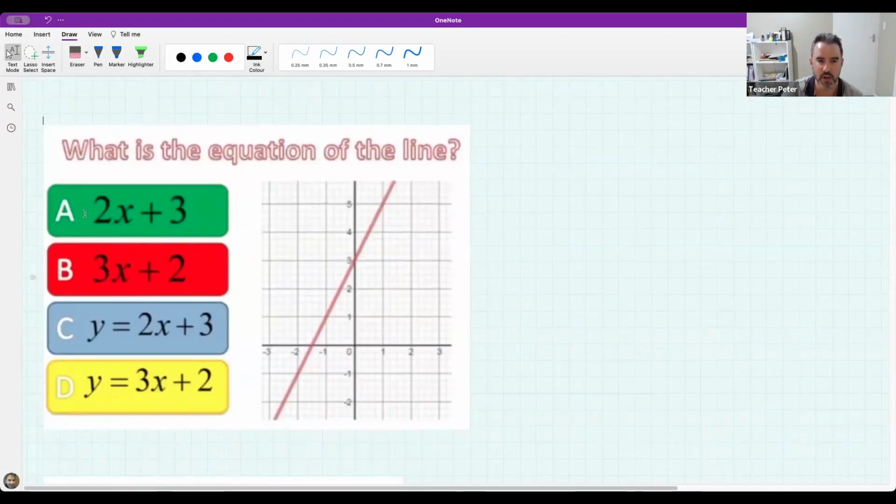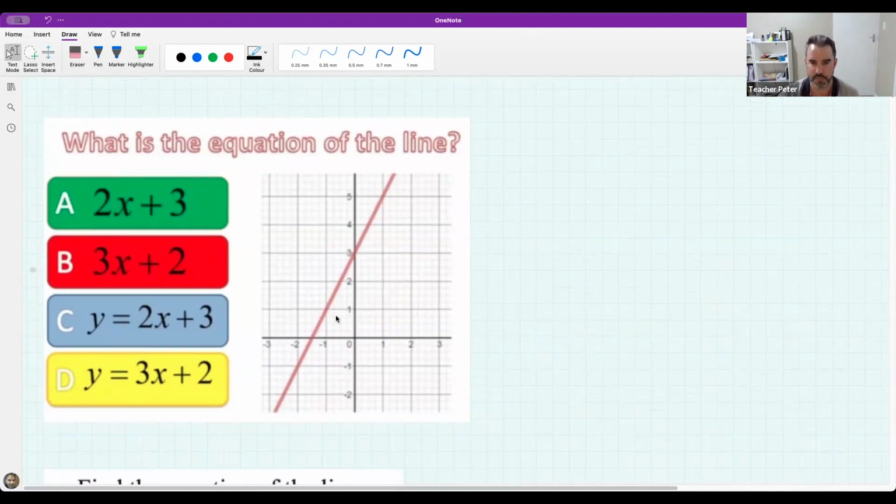Well, the last time I saw you, we looked at straight lines and gradients, and I just want to start with a nice warm-up question. So there is question number one. What is the equation of the line that you see on the page? You can vote in the chat with A, B, C, or D. Which one do you think it is? What is the equation of that line?